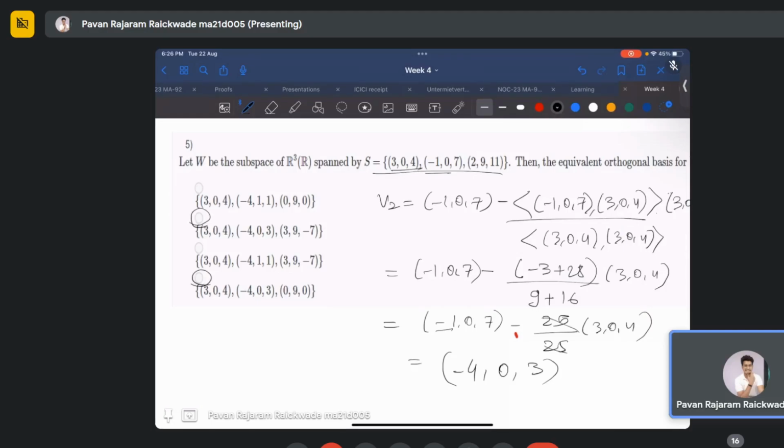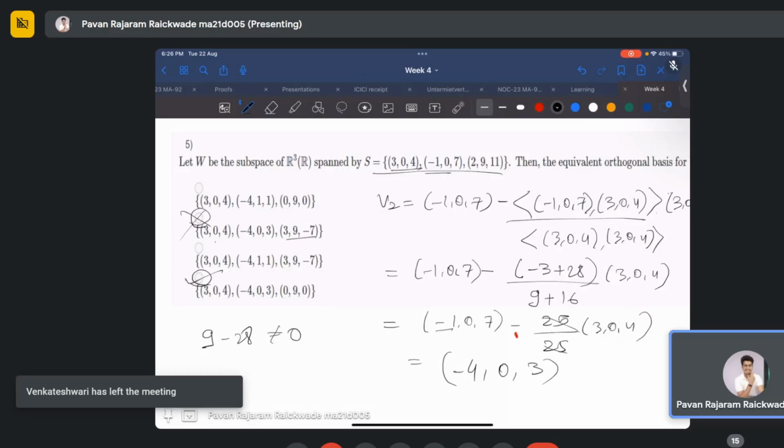Okay. So either you can calculate directly, or you can simply check that the third vector has to be orthogonal to the other two. Is this orthogonal to the first one? What is the inner product? 3 times minus 4 is minus 12, plus 0, plus 4 times 3 is 12, so 0. Let me check the other: it is minus 28, not 0. So this is gone. This is the right option. Okay. I hope this is clear. Question number 5. Yes, sir.